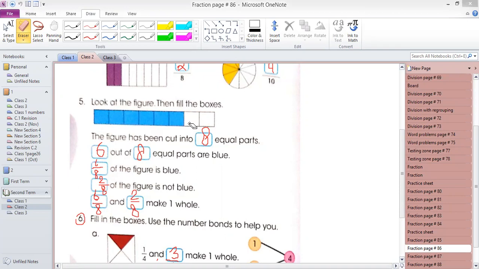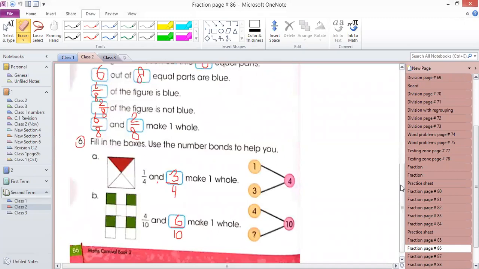And how much is not blue? So check how many parts are not blue. 2 parts are not blue out of 8. So 2/8 of the figure is not blue. And when you combine 6/8 and 2/8, that will make one whole. The 6 parts which are blue and the 2 parts which are not blue, when you add them, when you talk about 8 parts out of 8 parts, that means you are talking about one whole. So 6/8 and 2/8 make one whole.